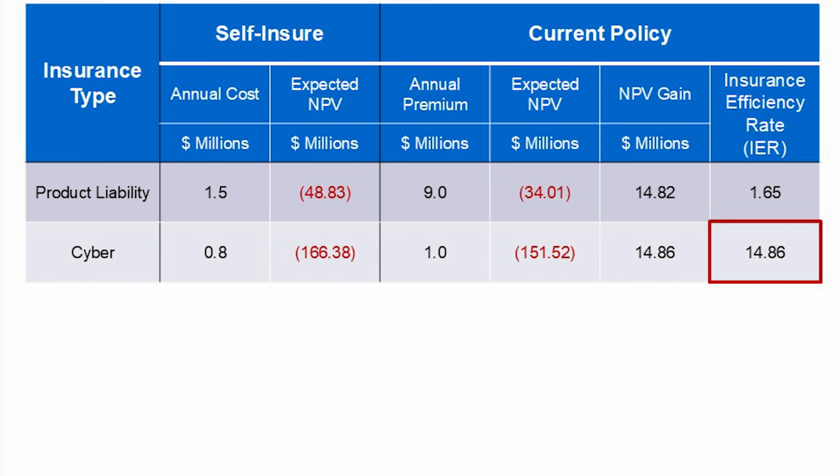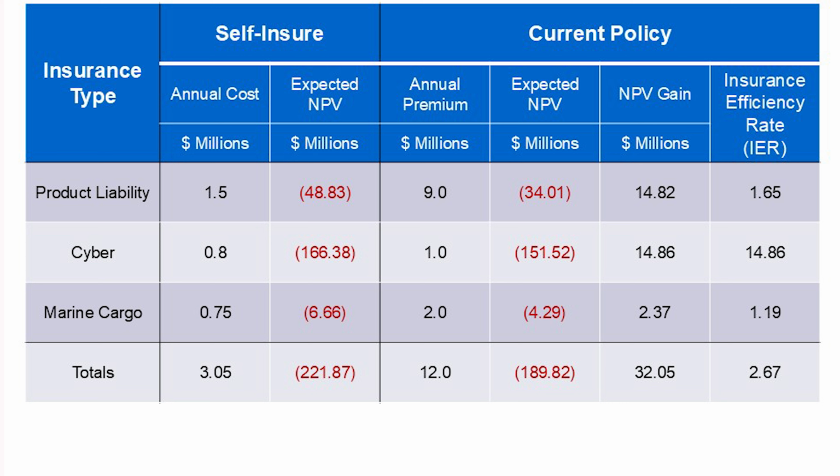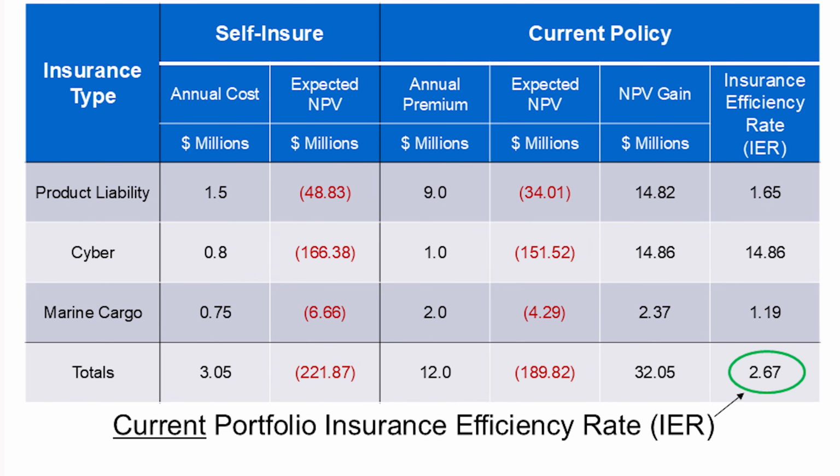The current cyber policy has an insurance efficiency rate of 14.86, and the current marine cargo policy has an insurance efficiency rate of 1.19. To calculate the insurance efficiency rate of the portfolio of current policies, we take the aggregated NPV gains of the three policies and divide by the sum of the three policies' annual premiums, resulting in the insurance efficiency rate for the book of three policies as 2.67.